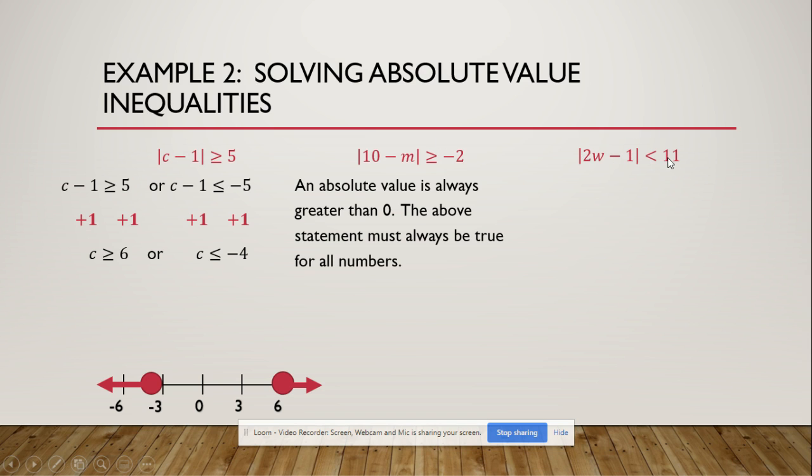So the absolute value is less than means we're going to combine these with and. The first inequality I wrote exactly the same. We just took off the absolute value. The second one, took off the absolute value, flipped the inequality, changed the number to a negative. And now we can begin solving.